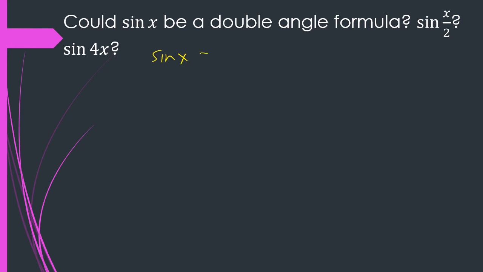Sine x, if that was a double angle formula, well, what times 2 gives you an x? So 2 times what gives me just a single x? Well, a half an x, right? Because 2 times x over 2 would give you x. And that would equal 2 sine x over 2 cos x over 2. Let's keep going with that.